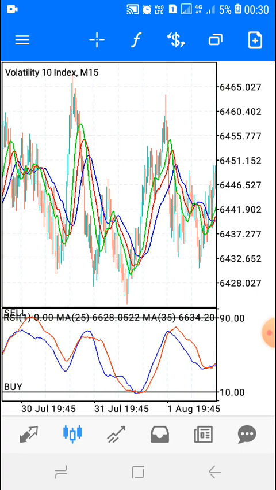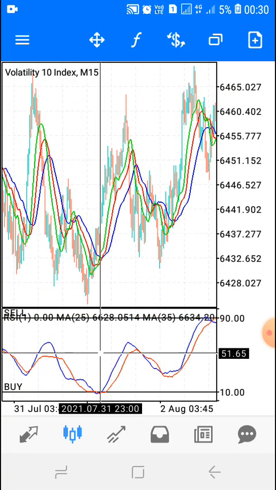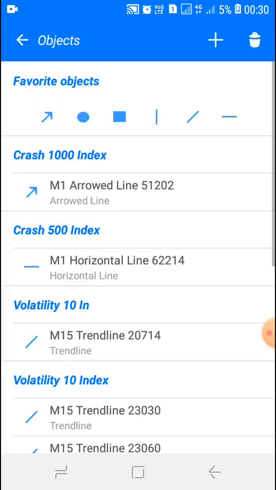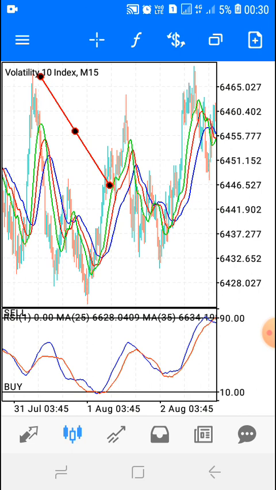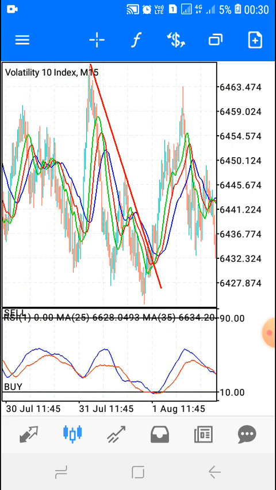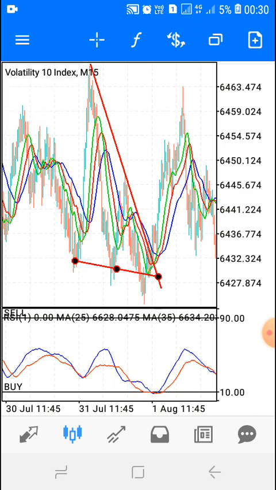So you can see that we're at the bottom, okay, the 10 level. So it means that we are buying, right? Now what we want to do is draw a pattern, right? Okay, we have a nice pattern, right?